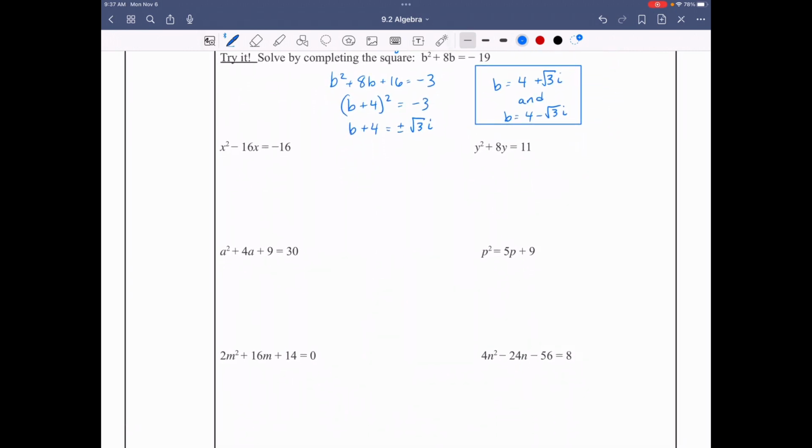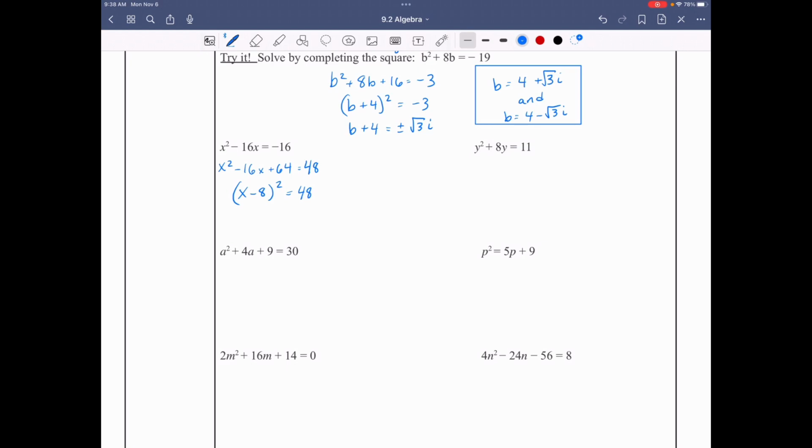All right, so similar concept. We have negative 16, so half of negative 16 is negative 8, and negative 8 squared is 64, so we're going to add 64 to both sides. And negative 16 plus 64 is the same as 64 minus 16, which is 48. And then we just factor this as x minus 8 squared is equal to 48.